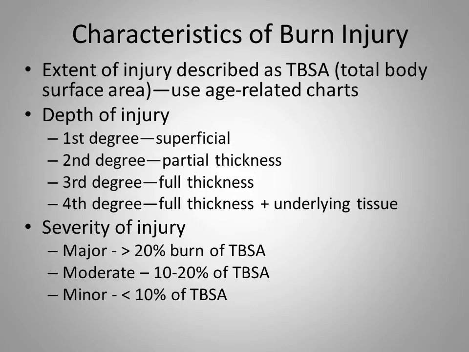Characteristics of burn injuries. When we take a look at them, we're looking at the extent of injury, which is described as the total body surface area. And there are specific age-related charts that we use to determine what percentage of the body the child has burned based on their age. We look at the depth of injury from 1st through 4th degree, and then we also look at the severity. So what percentage of the body is considered a major burn? That would be 20%. 10 to 20% would be considered a moderate burn, and less than 10% would be considered a mild or minor burn.